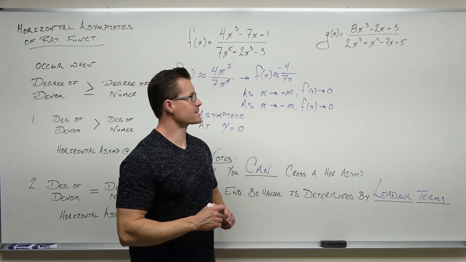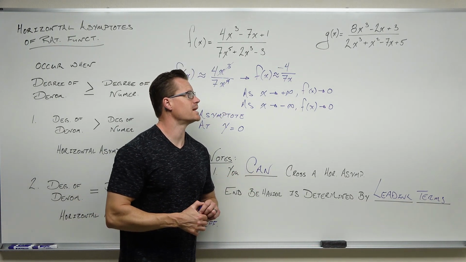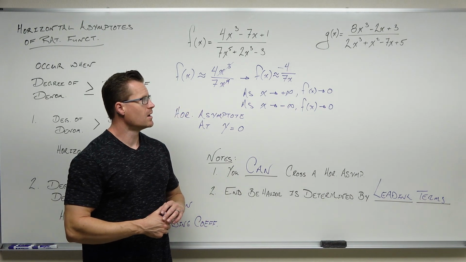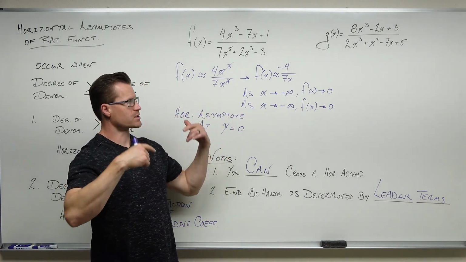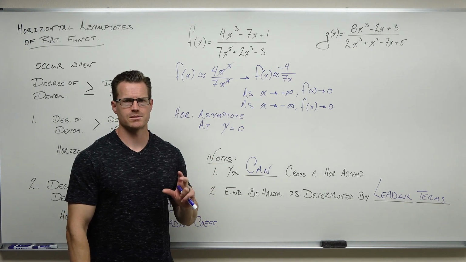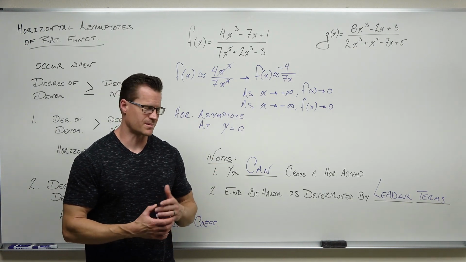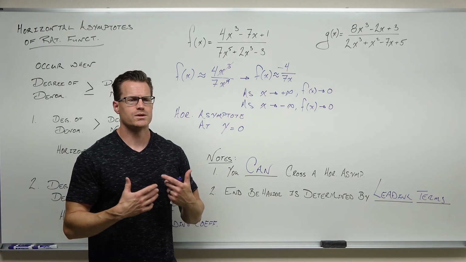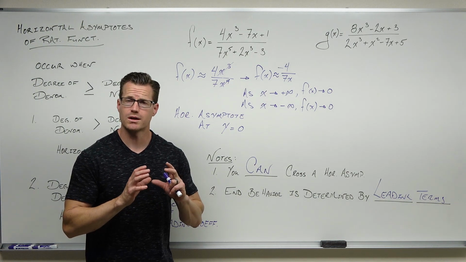All right, let's get on to our last example here. So we got g of x equals 8x to the third minus 2x plus 3 all over 2x cubed plus x squared minus 7x plus 5. And we're just talking about horizontal asymptotes right now. We're not even talking about vertical. We're not talking about x-intercepts. Just whether or not we're dealing with a horizontal asymptote. And here's the class it falls in.